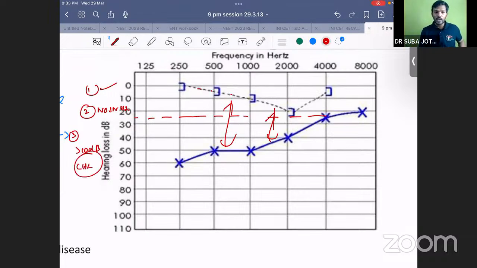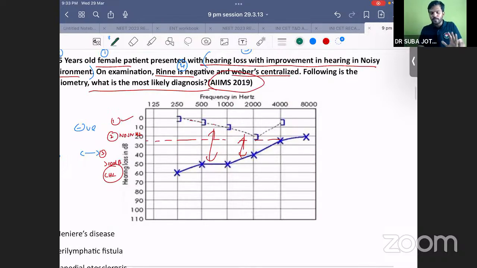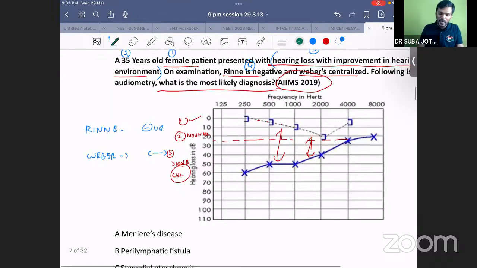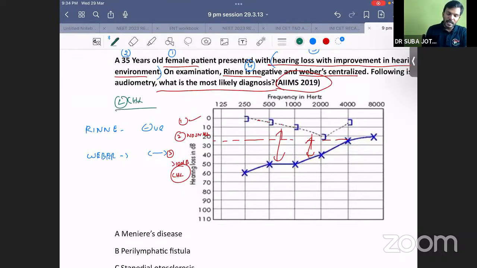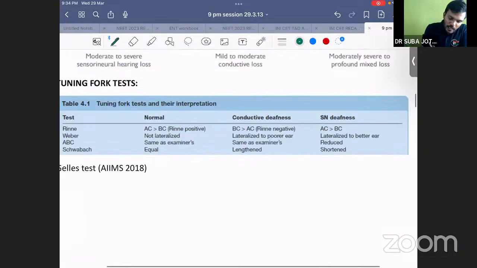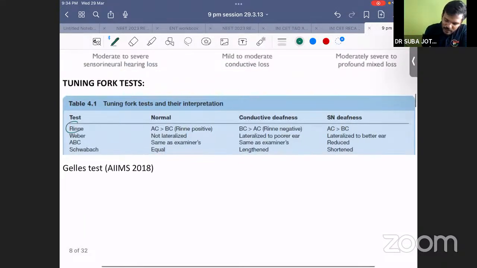Are you clear with this explanation? So this is a clear-cut picture of left-sided conductive hearing loss. So with the audiogram, we have a diagnosis of left-sided conductive hearing loss. It is confirmed with the tuning fork test. Again, I'll teach you. See, tuning fork test. Rinne negative means conductive hearing loss.